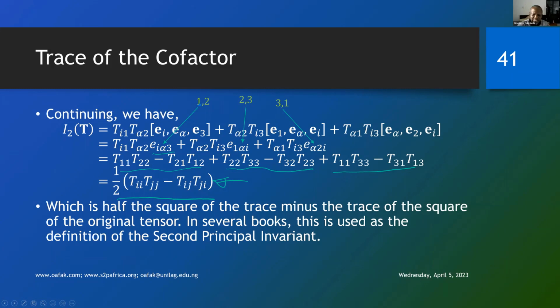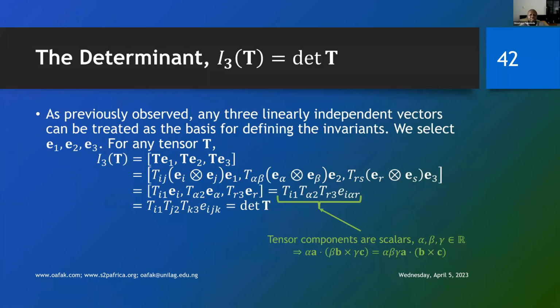The last one is the determinant. The determinant of a tensor. If you use E1, E2, E3, since we can use any three linearly independent vectors as the basis, if we do that, this is what we get. You see that if you take again the tensor in the component form, Tij here, T alpha beta here, TRS here, and you open these ones.